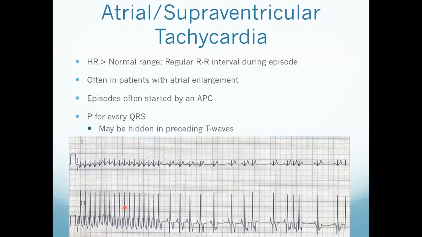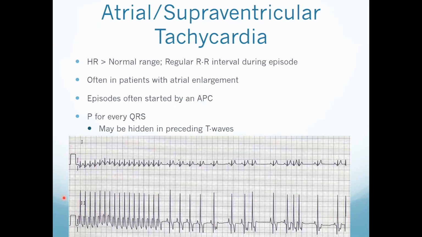So we've got this sporadic run of atrial tachycardia. Again, atrial tachycardia is going to be very regular. The R to R interval during the tachycardia, these R to R intervals are all going to be identical. And then as we look throughout the strip here, we've got some APCs jumping in and some little short runs of atrial tachycardia here. Okay, and then back to sinus rhythm.